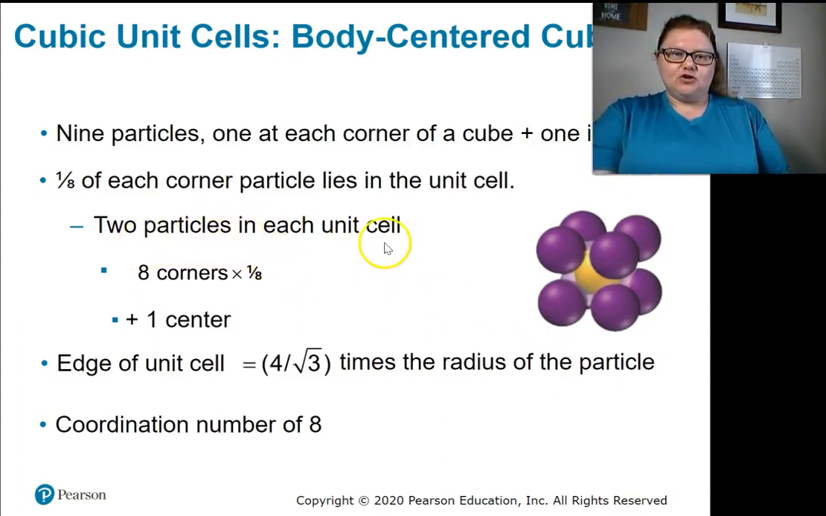But we're going to say that there are 2 particles in each unit cell, where the previous, the simple cubic, only had 1. Where are we getting that? We're getting those 8 corners that we originally had in the simple cubic, because those purple spheres are still there. But we've got that 1 additional particle in the center. So that added is going to give us 2. 1 here and 1 here. The edge of the unit cell, again, that length edge is going to be equal to 4 divided by square root of 3 times the radius. Okay, and the coordination number for this particle is going to be 8.